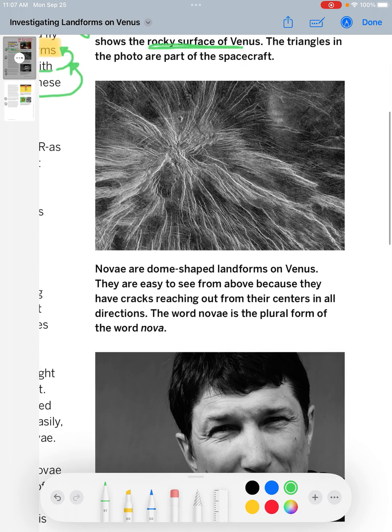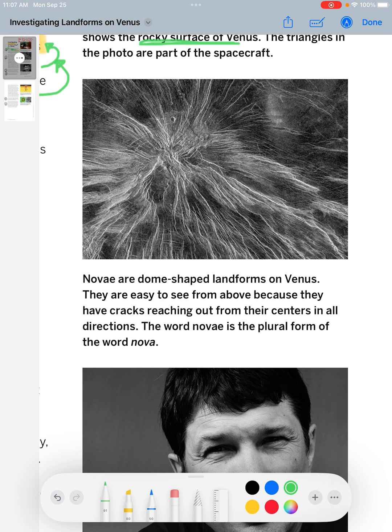All right, this picture here. Novae are dome-shaped landforms on Venus. They are easy to see from above because they have cracks reaching out from their centers in all directions. The word novae is the plural form of the word nova. So they're dome-shaped landforms, and here's my landform again. So here's what I'm going to do. I'm going to draw a little circle here. This is the center, and I want to make sure that I can recognize I'm looking at the top view here.